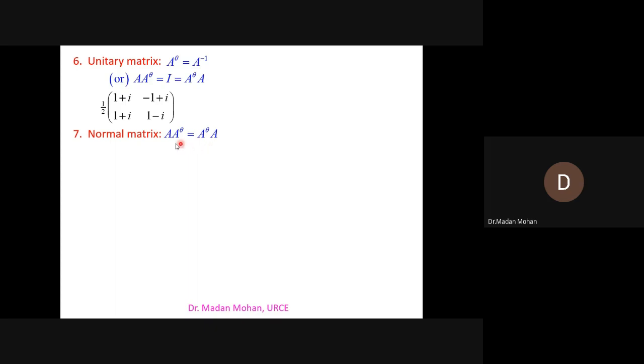I think you follow. A matrix is said to be normal if A·A^θ equals A^θ·A. A matrix is said to be unitary if A^θ equals... A^θ·A equals A·A^θ equals I. This result also. Next.